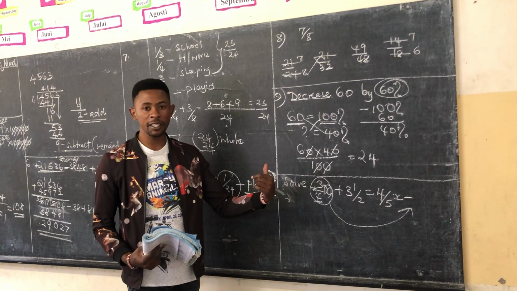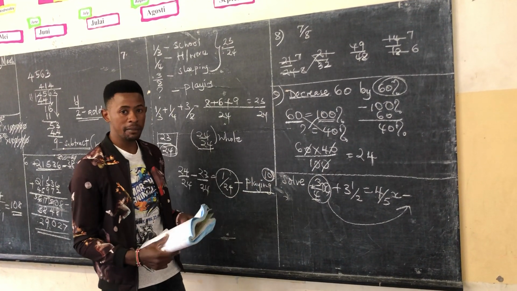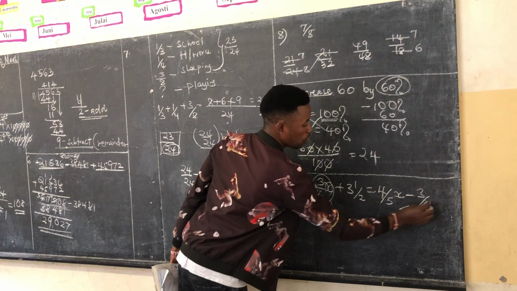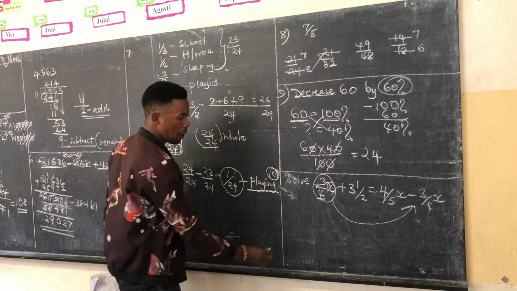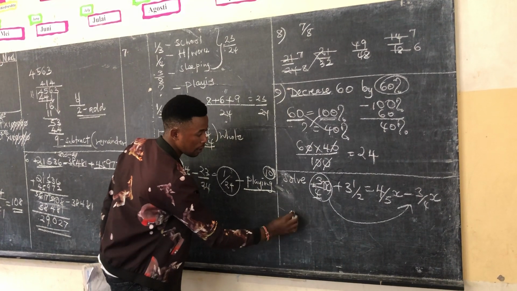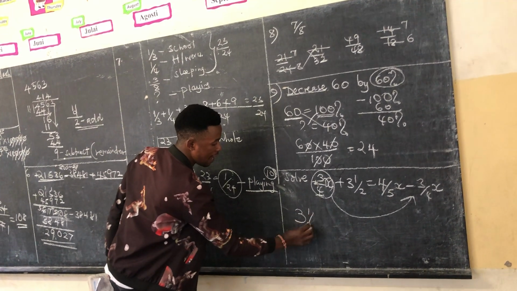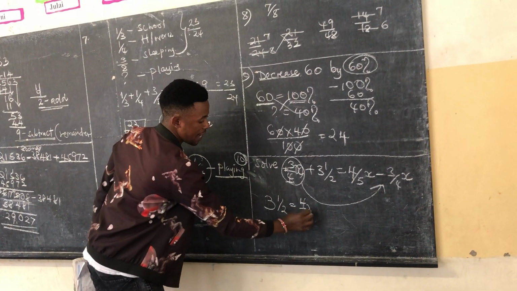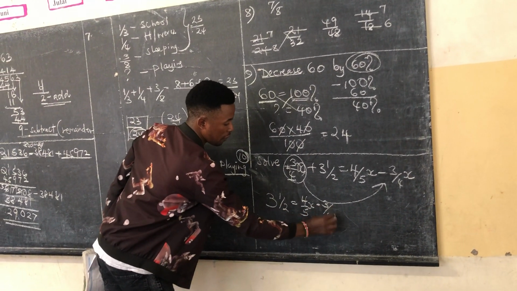And when a negative sign crosses the equal sign, it becomes a positive sign. So this will be minus 3/4 x. So our new format will be 3.5 is equal to 4/5 x minus 3/4 x.